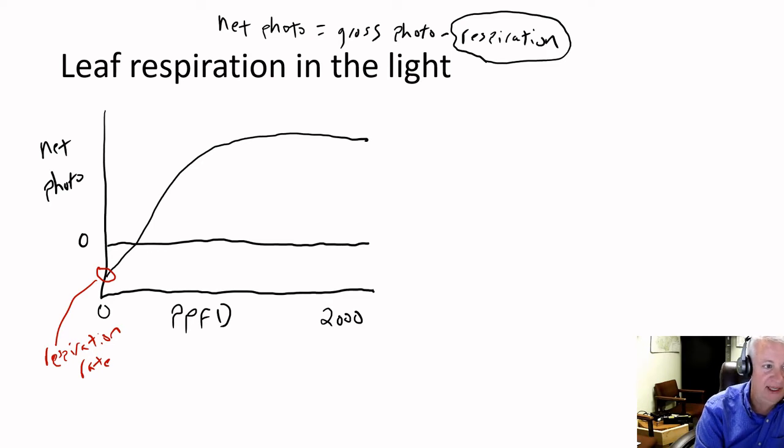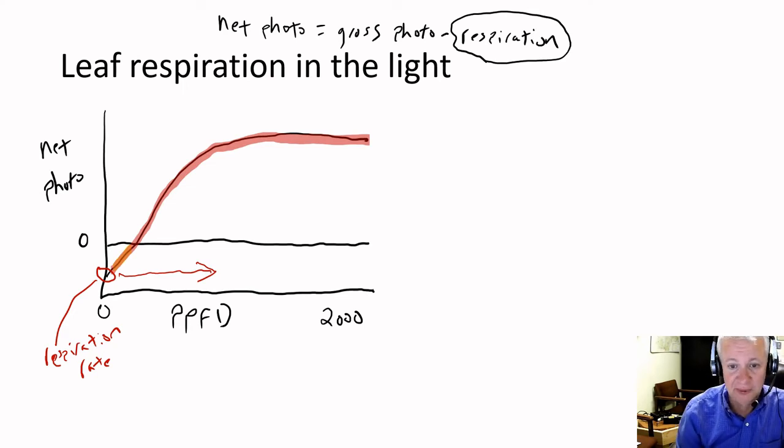But then the question becomes, does that same rate of respiration continue across that entire light response curve? As light gets brighter, do we still see that same rate of respiration at all these light levels? The short answer, as we understand it now, is no.